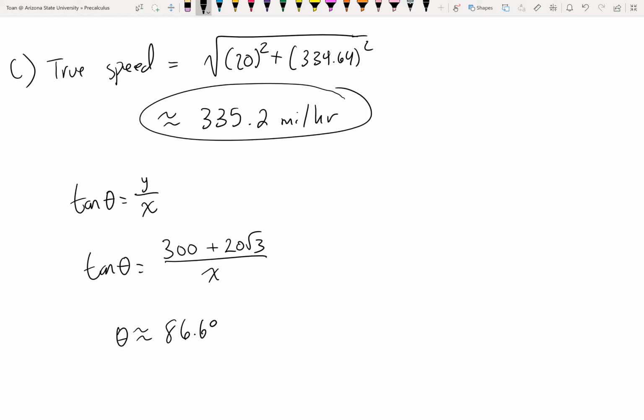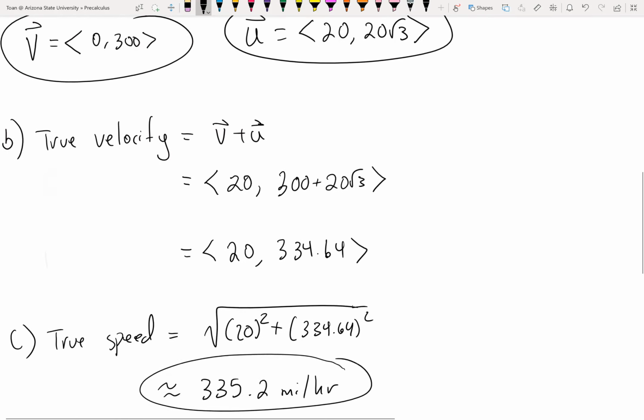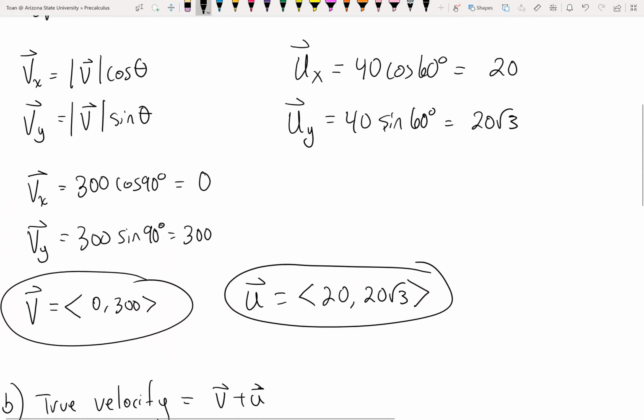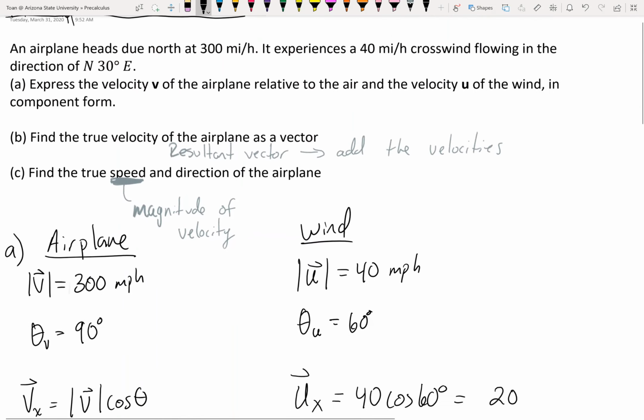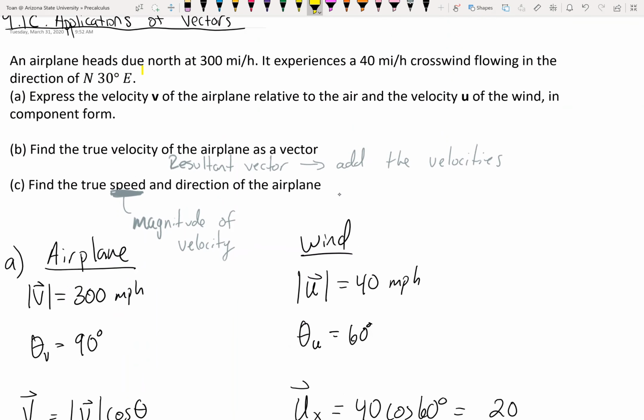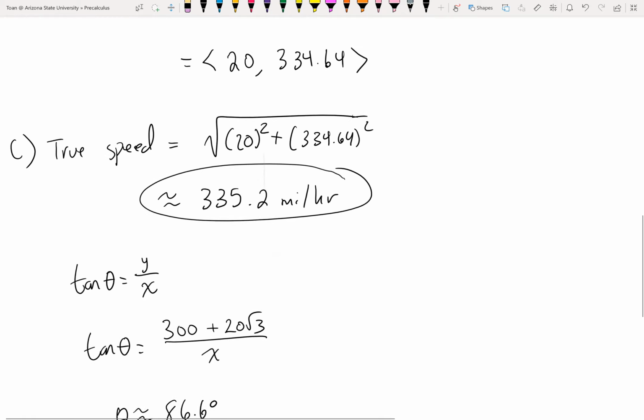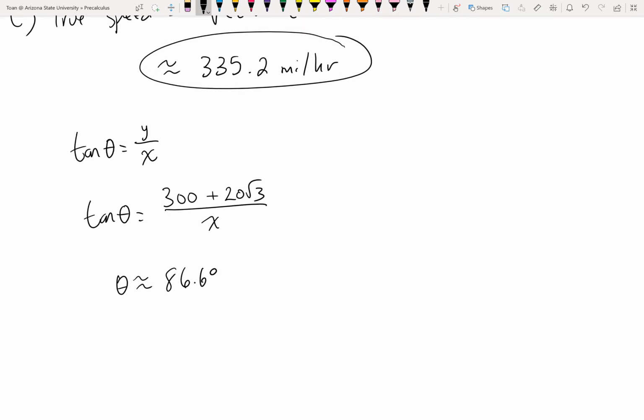Now, a little word of advice. I like to give my answers in the same format that the problem was given. Notice how the directions were given in bearings, so I'm just going to go the extra mile and make sure that my answer's in bearings as well. Let's do a quick refresher on what bearings are. So the first thing I'm going to do is visualize what 86.6 degrees is. So that's about 86.6 degrees. You have to remember that compass bearings always start at north or south.